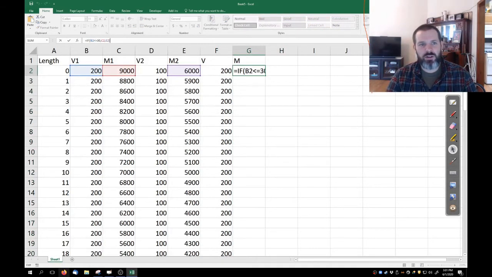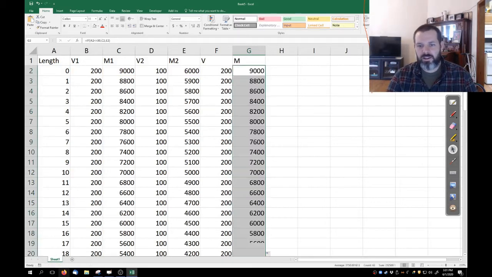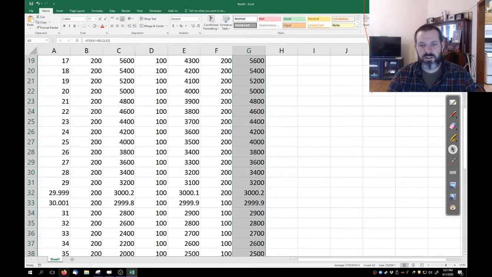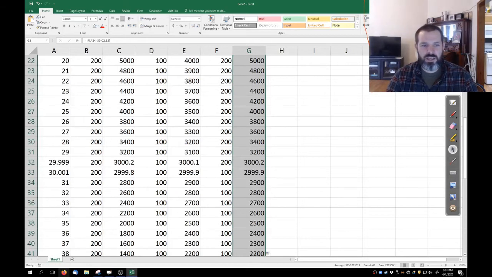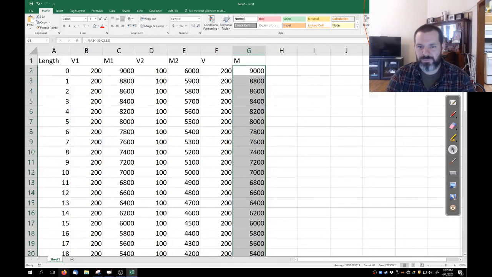We're not using V1. We're going to drag this over because we want it to be the length. So if A2 is less than or equal to 30, we're going to use M1, if not M2. That's the right equation. So we're going to click that and copy it down. And we see here that we have two very close values at 29.99 and 30.33, which is very nice. It's kind of what we want.